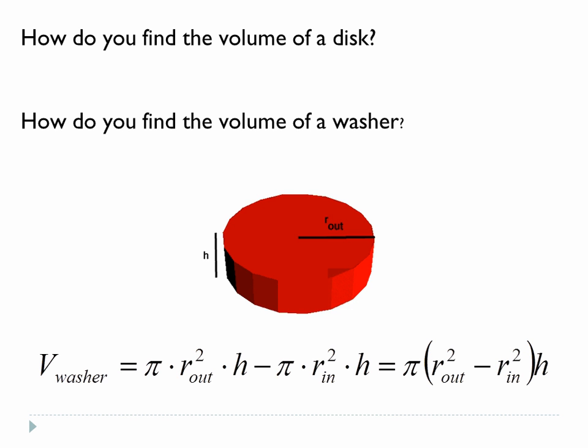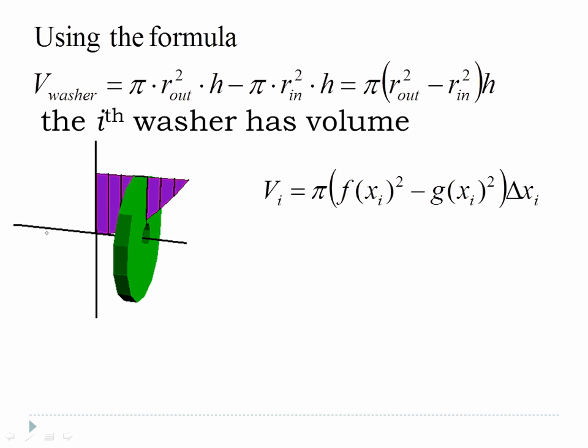Now, how are we going to relate this back to my picture of a bunch of washers going around and around? Here's the formula that we just figured out. Now, if we're talking about this region of area that we're going to twist around, instead of r squared minus r squared, we're going to talk about the furthest away function minus the closest function. And instead of height, if you look at this washer right here, the height of this is our delta x, our dx.